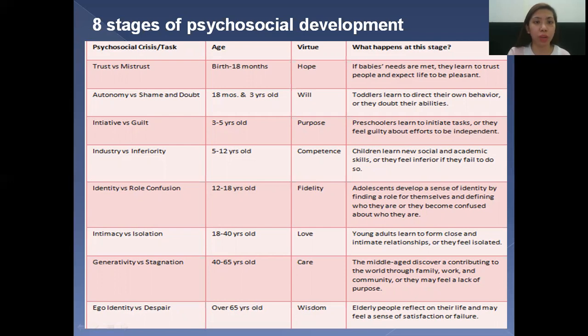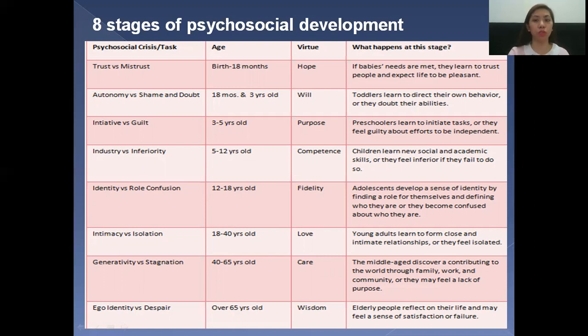Autonomy versus shame and doubt is where toddlers learn to direct their own behavior or they doubt their abilities. Initiative versus guilt is when preschoolers learn to initiate tasks or they feel guilty about efforts to be independent. Industry versus inferiority is when children learn new social and academic skills or they feel inferior if they fail to do so.